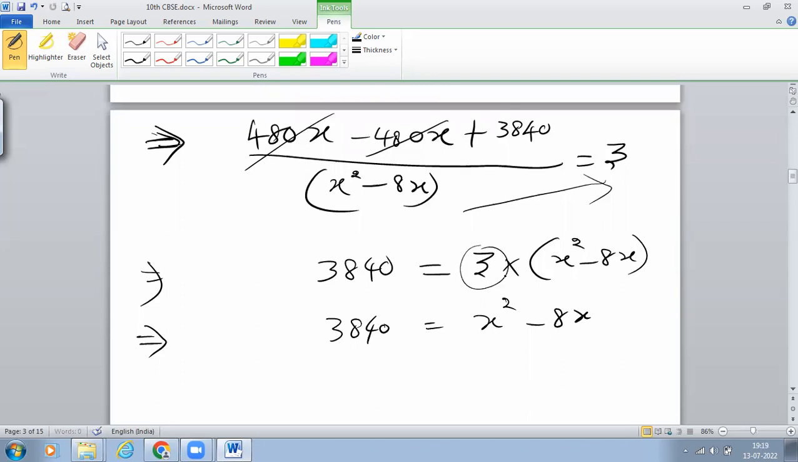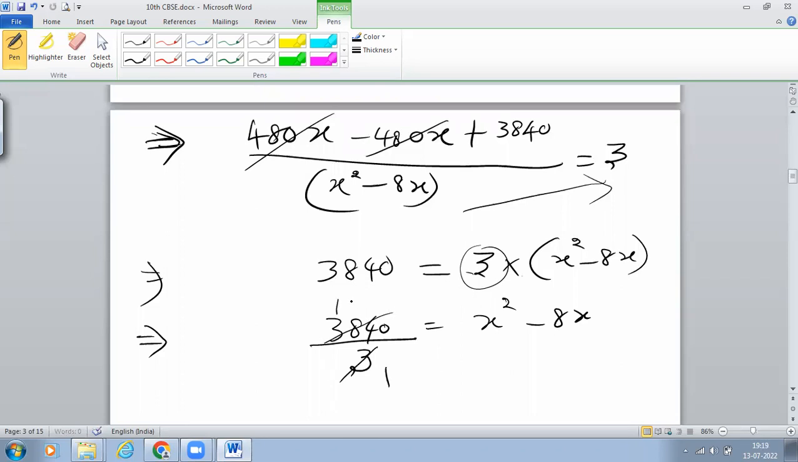When this 3 which is in multiplication is taken to the opposite side, it becomes division. Yes, sir. This 3 which is in multiplication, when it is taken to the left hand side, becomes division. That is, to the opposite side becomes division. Now we can simplify this by using the 3 table. 3 ones are 3.